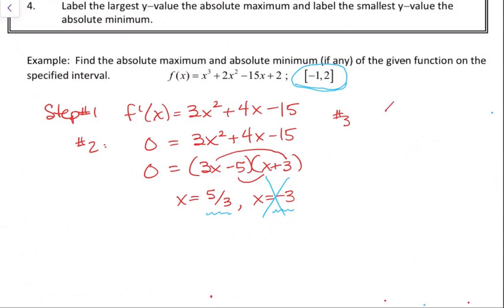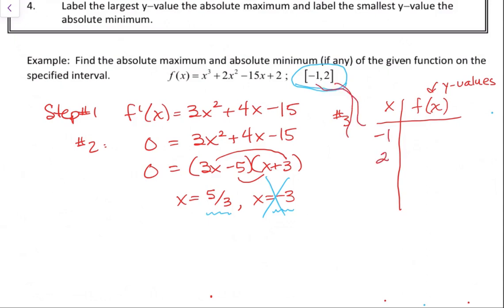So step number 3, I'm going to create this little table of x values to consider, and I want to find the y value. So if I list all of the x's that I'm going to consider, I'm going to consider the 2 endpoints in my interval. So those come from here. And I'm going to consider any critical values that were in that interval. So I'm going to consider the 5/3.